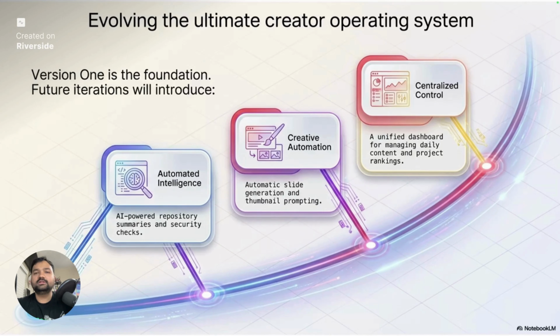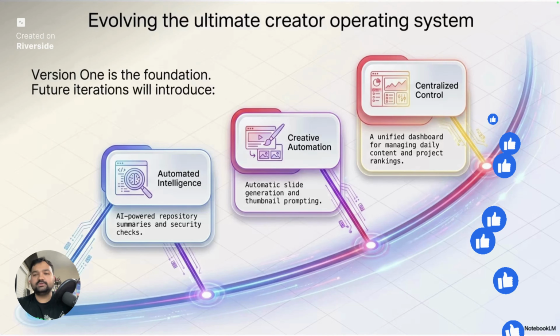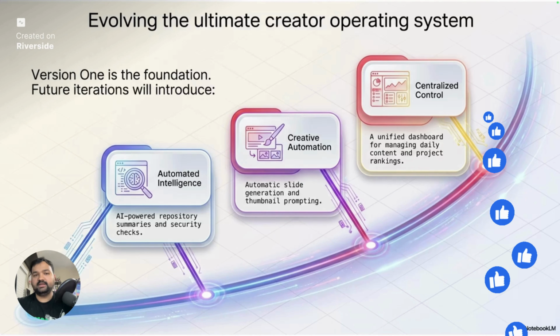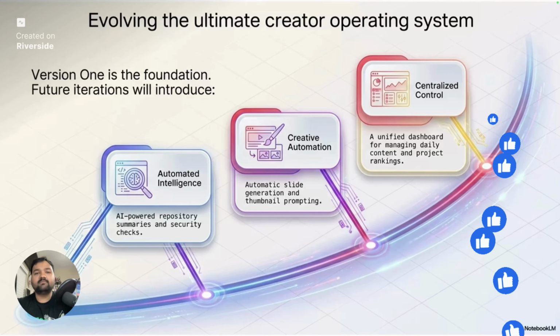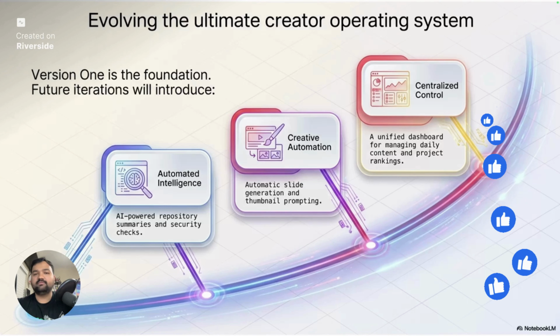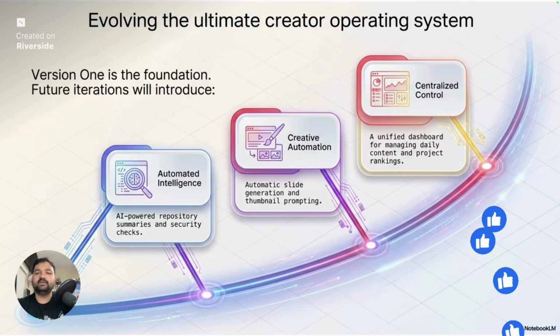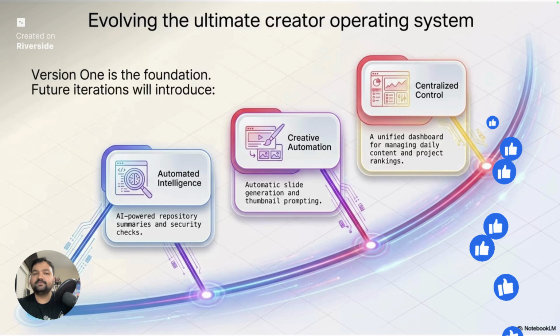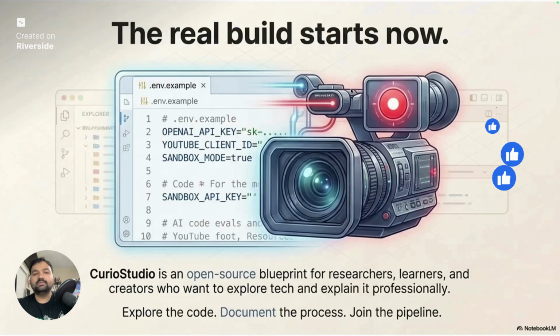So, evolving into the ultimate creator operating system, version 1 is only the foundation. Future versions can include AI-powered repository summaries, security checks, and automated ranking. Still, this system is under production. I'm still working to improve it, and eventually CurioStudio can become a full system where a creator can say: find me a great project, explain it, prepare my video, and help me publish it. This is the future direction. So the real build starts now.